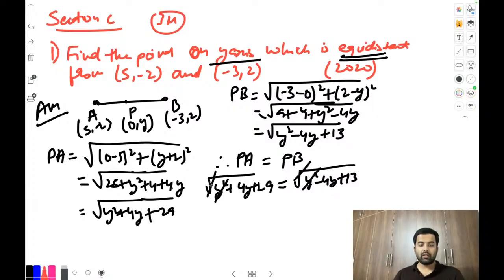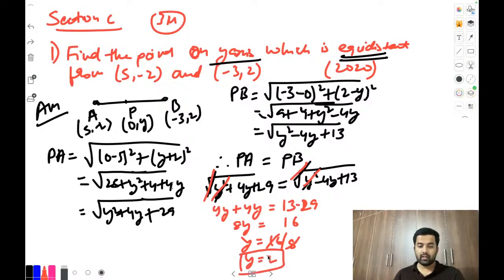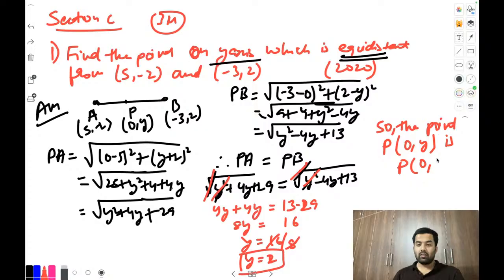Y square, this root got cancelled, y square cancels. As we see here, 4y plus 4y together, 13 minus 29 together. Now this becomes 8y, this becomes 16 in magnitude. Y value becomes 16 by 8 cancel out, y value will be 2. Check this out, what we did. So y value 2. So the point P, what we kept as 0 comma y, now is 0 comma 2. That's all.